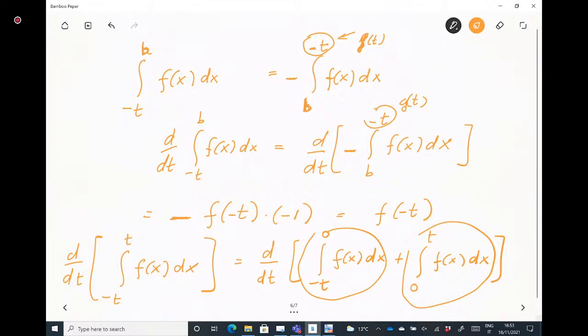So the derivative of the sum of two functions of t is just the sum of the derivatives. So you can compute the first derivative, the other derivative, and then take the sum. Thank you very much. I understood, to split the integrals. Thank you. Welcome.